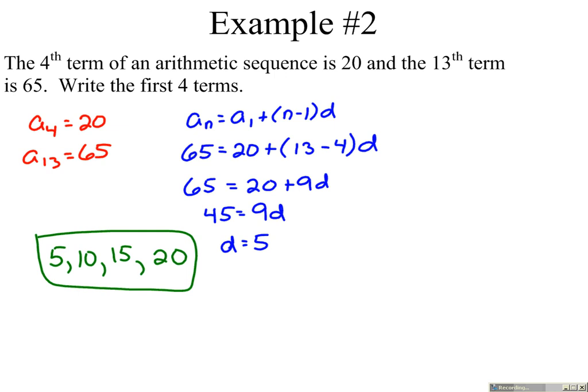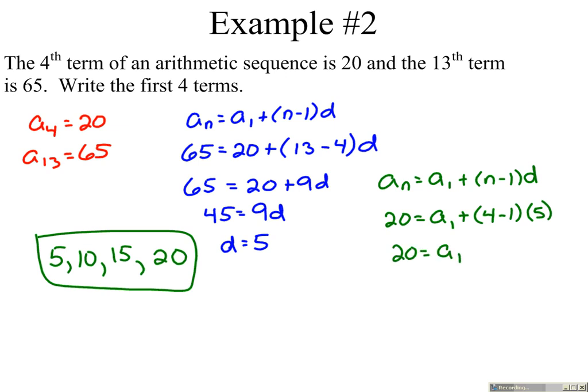If you don't recognize that, you could always go back to your original formula. A of n equals a of 1 plus n minus 1 times d, and plug in. We know the fourth term in this case is 20. We don't know the first term, so in parentheses it's term 4 minus term 1. Common difference we just found to be 5. Subtract the 15, and we can see that the first term has to be 5, so you could start with 5 and then add the common difference as well to get each of those first four terms.